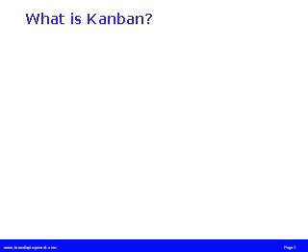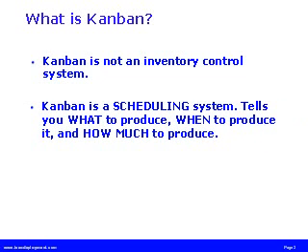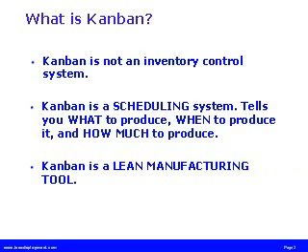So what is Kanban? Well, first of all, Kanban is not an inventory control system. Kanban is a scheduling system. It tells you what to produce, when to produce it, and how much of a product you should produce. And of course, Kanban is a lean manufacturing tool. Kanban is a scheduling system primarily for production, not for purchase.